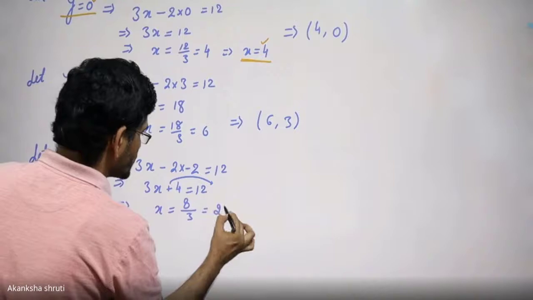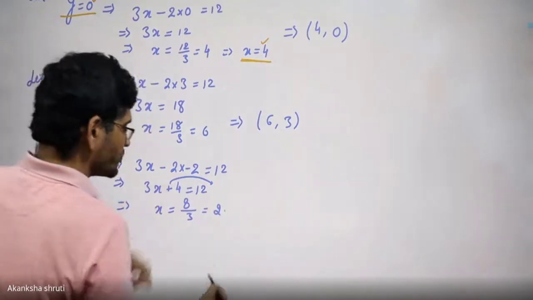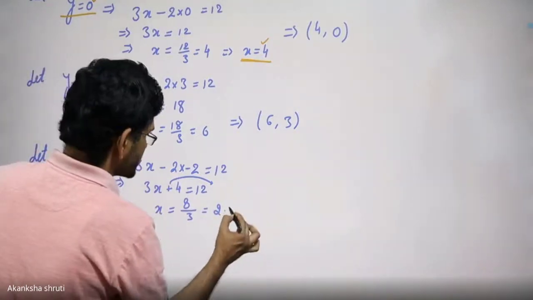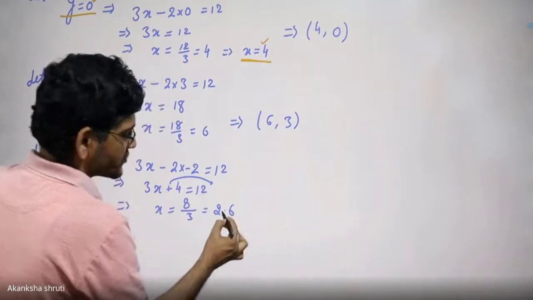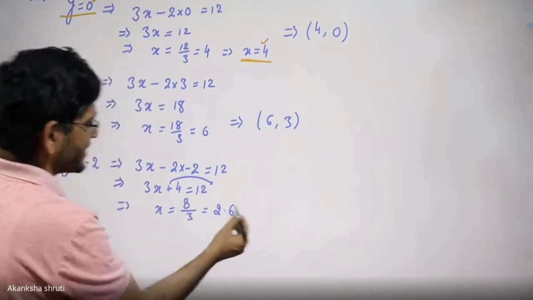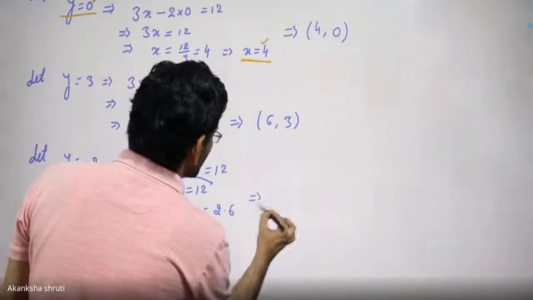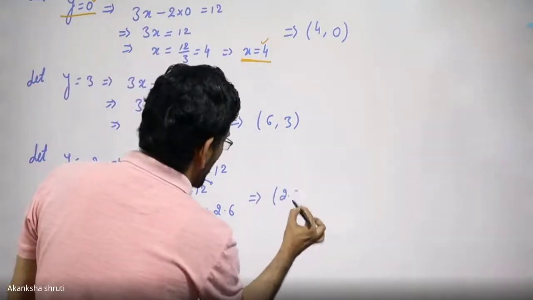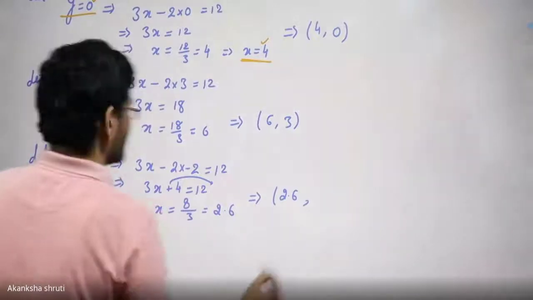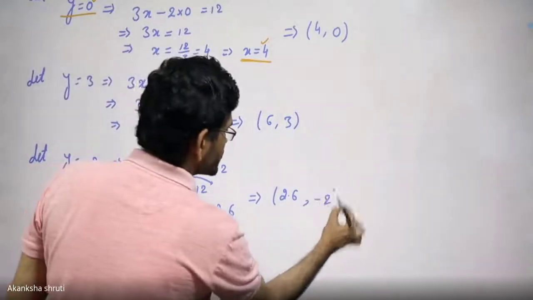Approximately it will be 2 point, the 2 will be there. So 6 approximately. So no need to go for taking the recurring. Approximately it will be 2.6. So this tells us the coordinate will be 2.6 comma minus 2.